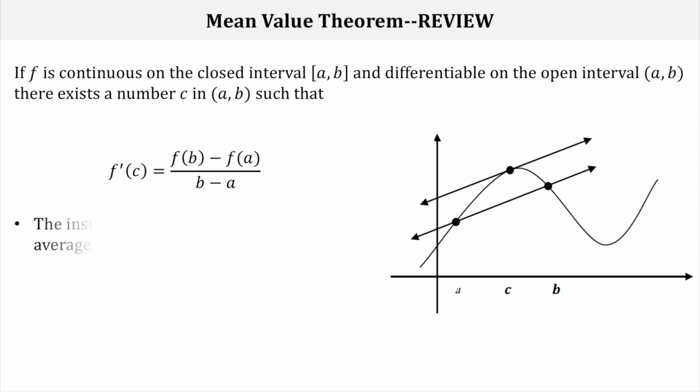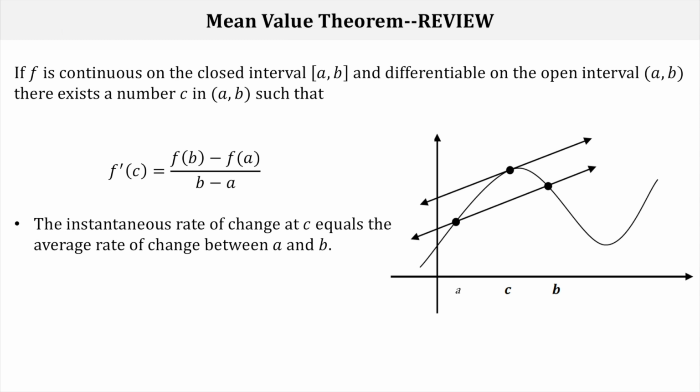In other words, somewhere the instantaneous rate of change at c equals the average rate of change between a and b. Or you could also say that somewhere the slope of the secant line equals the slope of the tangent line.